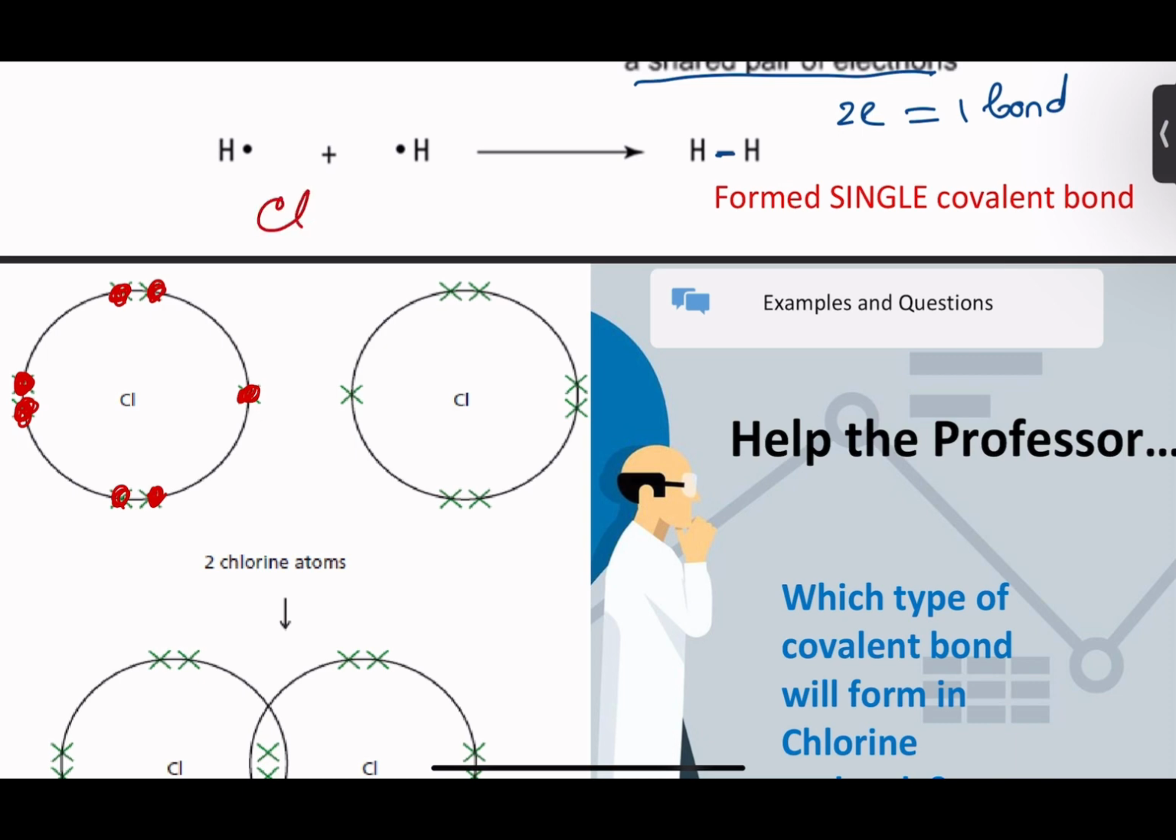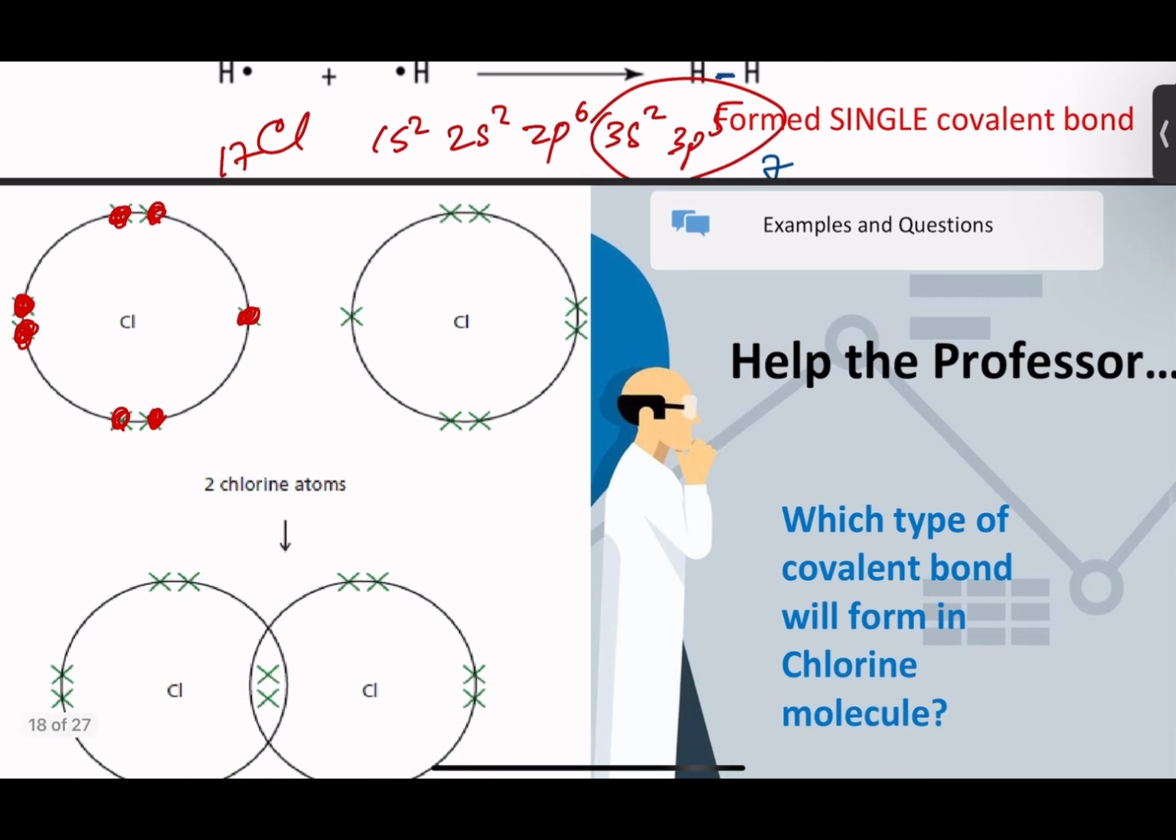Chlorine has 17 electrons. We have done this: 1s2, 2s2, 2p6, 3s2, and 3p5. So we include only the last shell, which is 7 electrons. That's why I put 7 in here and 7 in here.